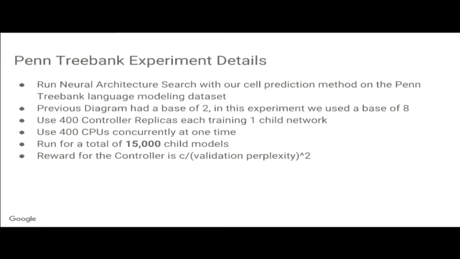The dataset that we run is the Penn Treebank language model dataset. Again, we use a base of 8. We use 400 controller replicas. Each replica trains one child network, and we use CPUs for this. So we have 400 CPUs, and we train on 400 CPUs concurrently. The total number of child models at the end is 15,000. The search space is much bigger, by the way, something like 10 to the 16? Yeah, I think 10 to the 18. But we only need 15,000 models to get good results. The reward of the controller is some constant divided by the validation perplexity squared.